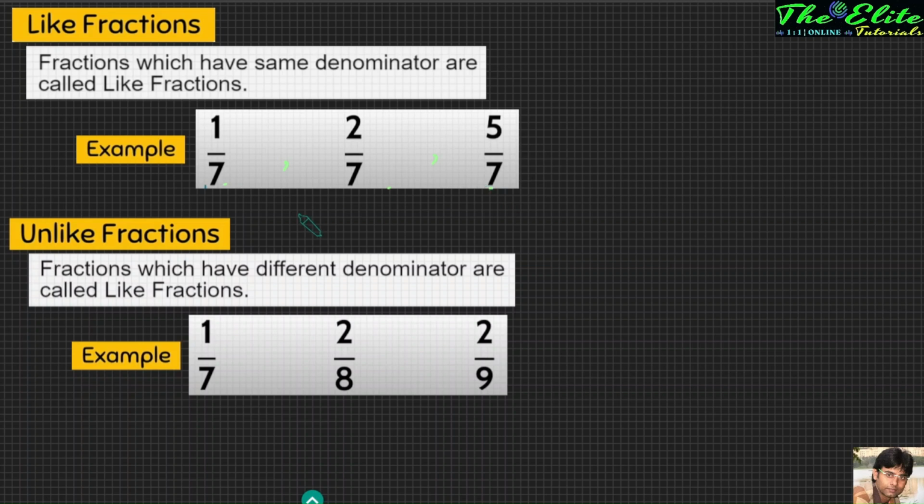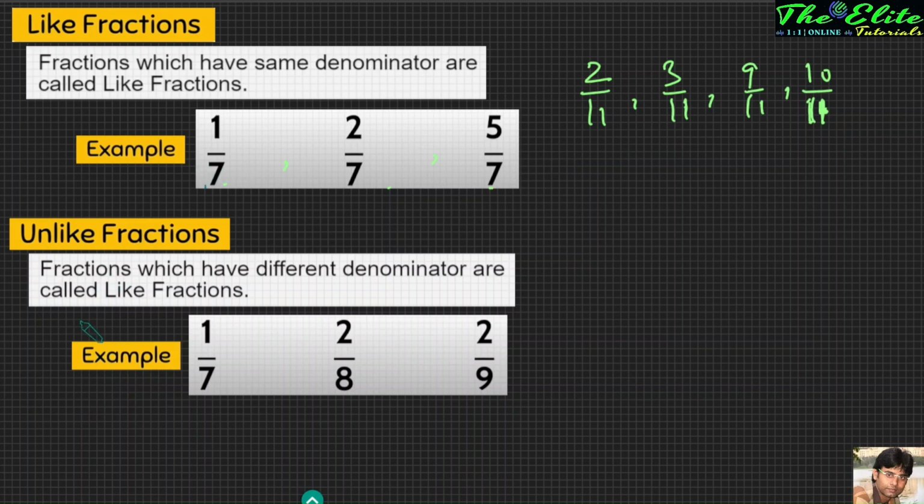So if the denominator is the same for all, then these are known as like fractions. For example, you can have 2 by 11, 3 by 11, 9 by 11, even 10 by 11. No matter how many numbers you write, all having the same denominator will be known as like fractions.